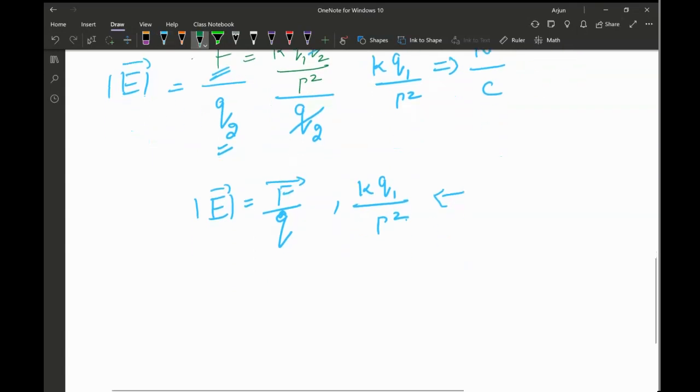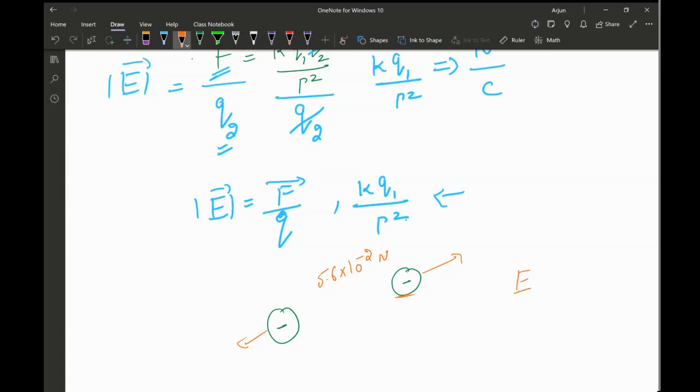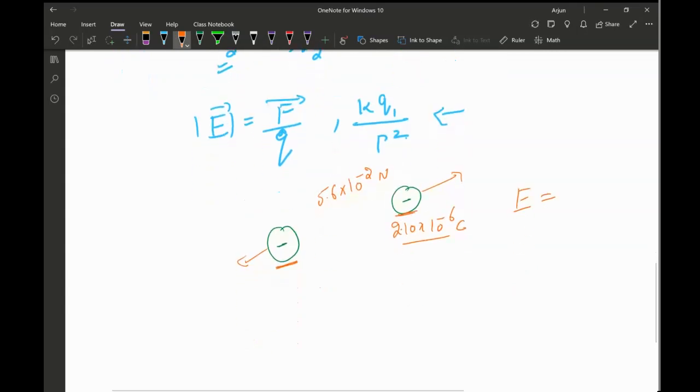So for example, if we are given that there are two charges, a negative charge and another negative charge here, and the force of repulsion between these two charges is, let's say, 5.6 times 10 raised to power negative 2 Newton, and I were to find out the electric field from the source, and the charge quantity of this one is given to me as 2.10 times 10 raised to power negative 6 Coulomb. So electric field value will be force divided by charge.